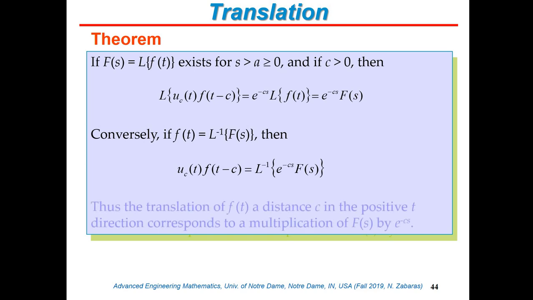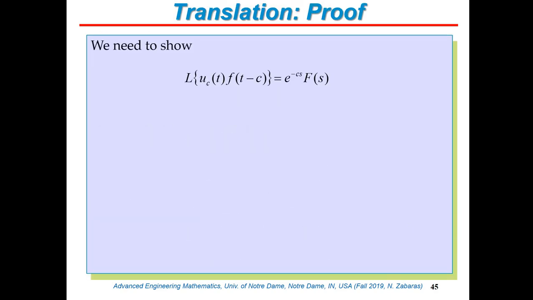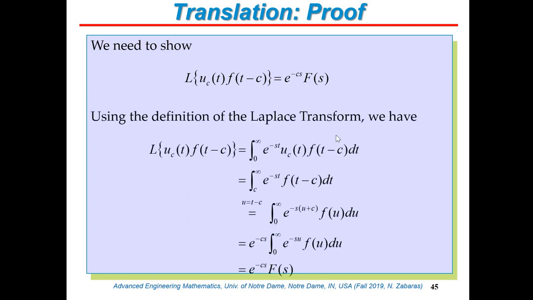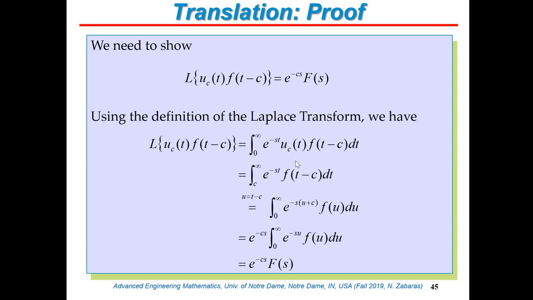So let me actually prove all of these things. We want to prove first this. The proof is relatively easy. This is the definition of the Laplace transform, and remember, this is 0 for t less than c, so the integration changes from c to infinity. And to compute this integral, what you need to do is change variables. So instead of integrating in t, define t minus c to be u, move e to the minus cs outside the integral, and immediately you can see the Laplace transform of f.